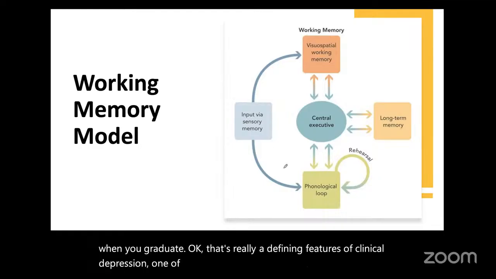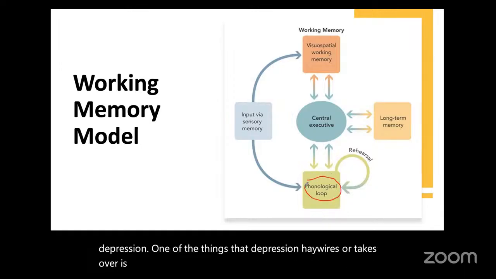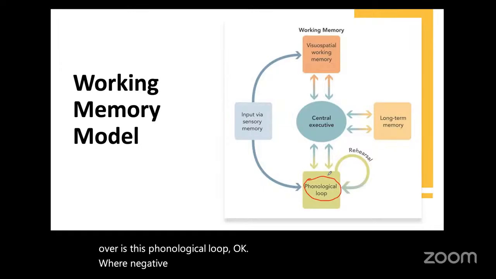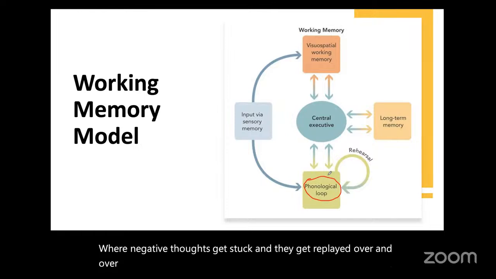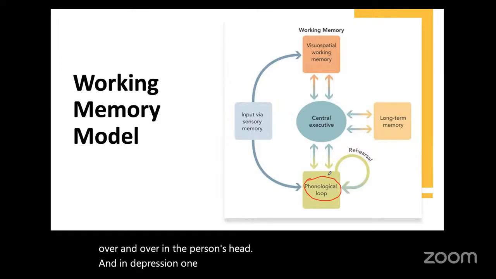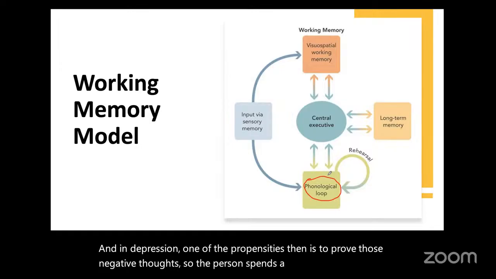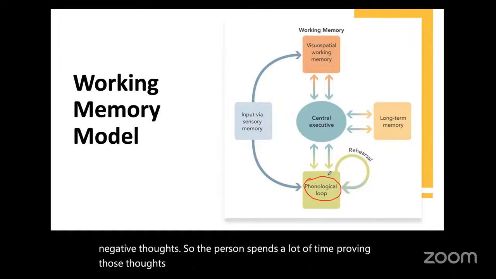One of the things that depression haywires or takes over is this phonological loop, where negative thoughts get stuck and they get replayed over and over and over in the person's head. And in depression, one of the propensities then is to prove those negative thoughts. So the person spends a lot of time proving those thoughts so that they'll try and leave. Okay.